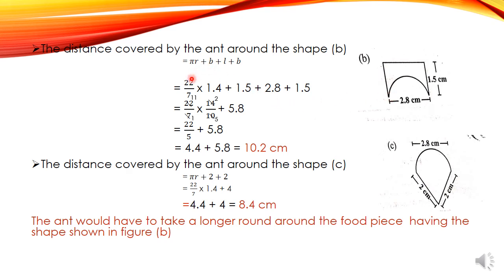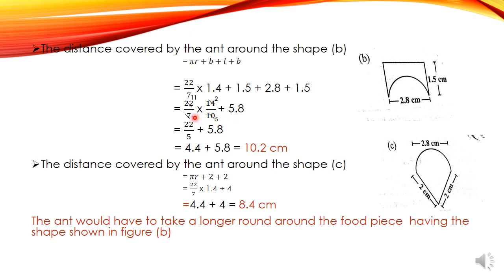So pi r, the pi value 22 by 7 into r, children, radius 2.8 divided by 2 is 1.4, plus B, that distance is 1.5, plus L 2.8, plus B is 1.5. And here first we have to do the simplification. 22 by 7 into 1.4 we can write as 14 by 10, plus these three lengths 1.5, 2.8 and 1.5, adding them we get 5.8. Now cutting we can do.